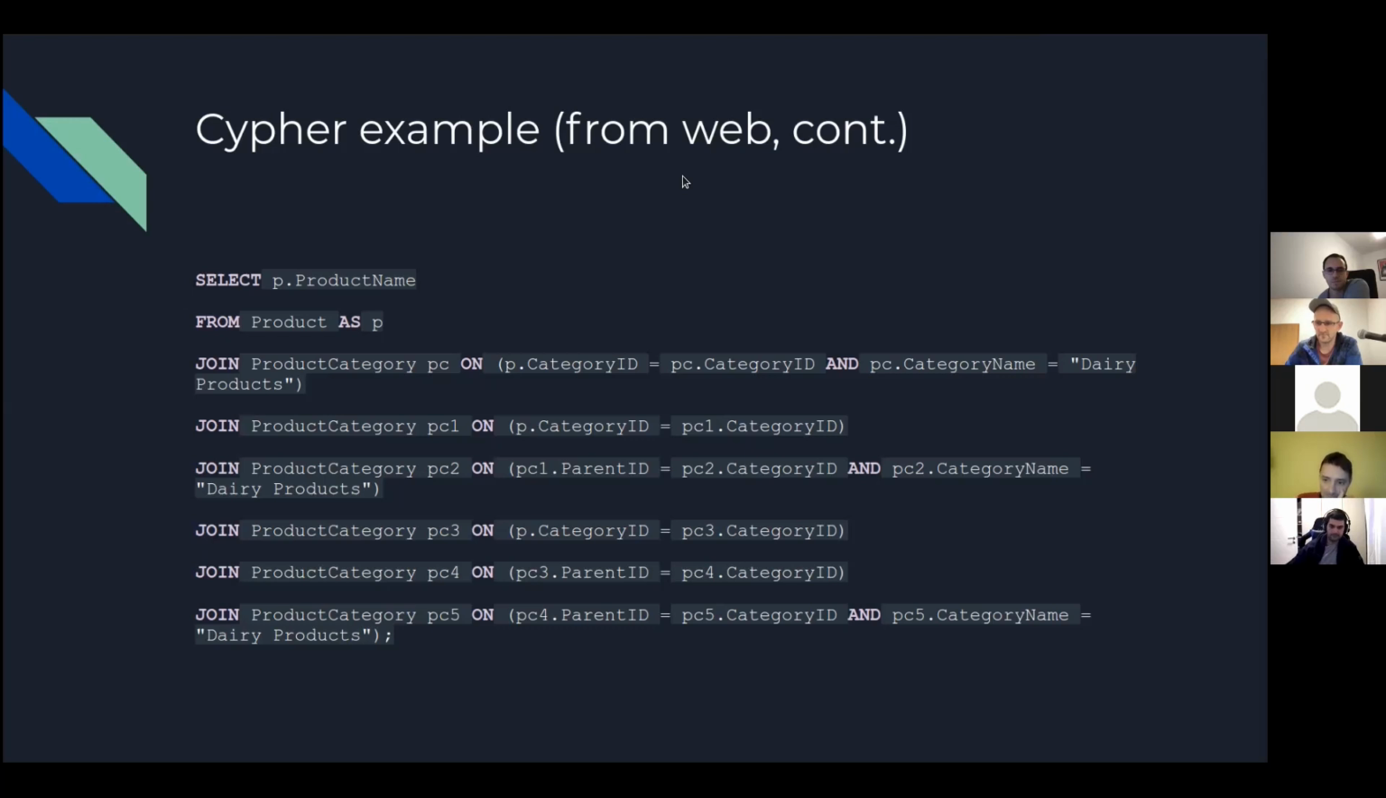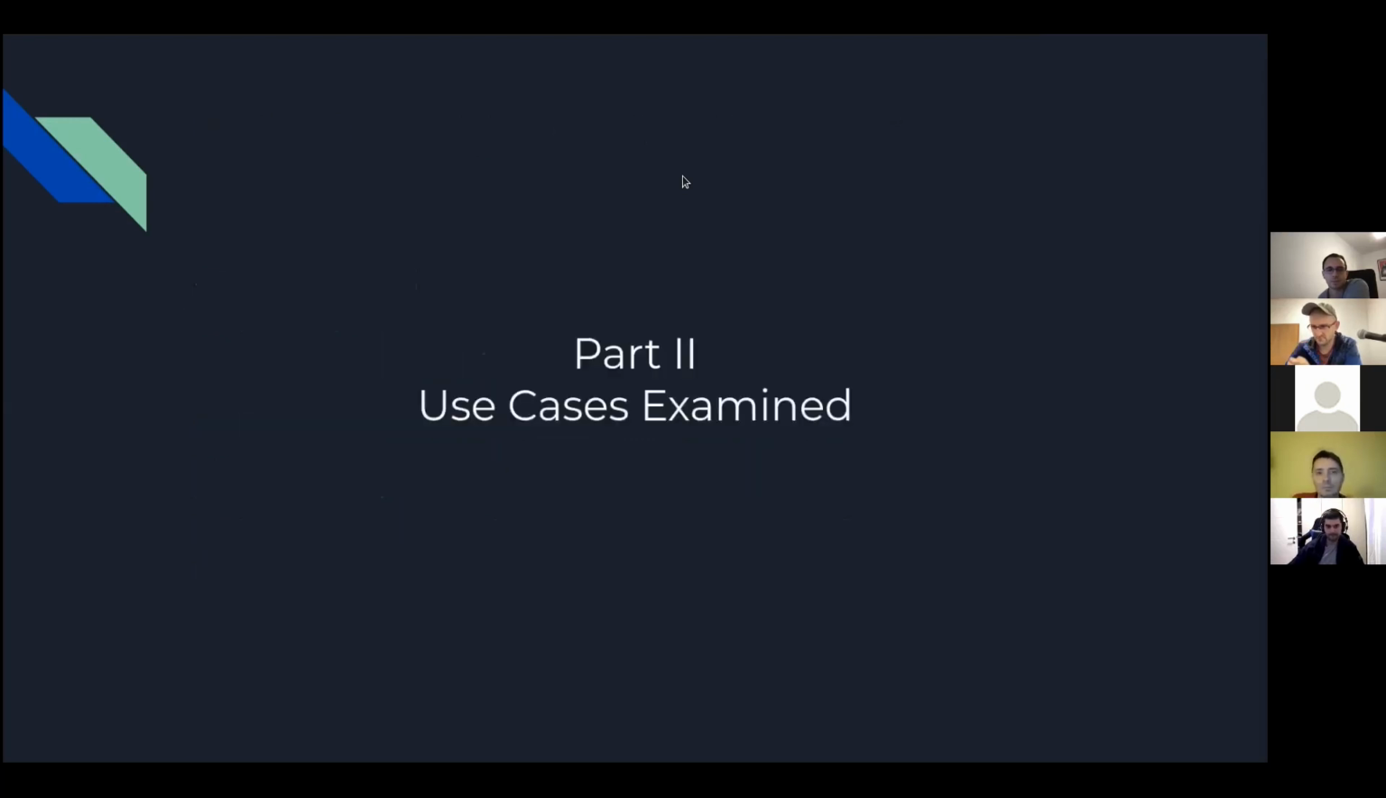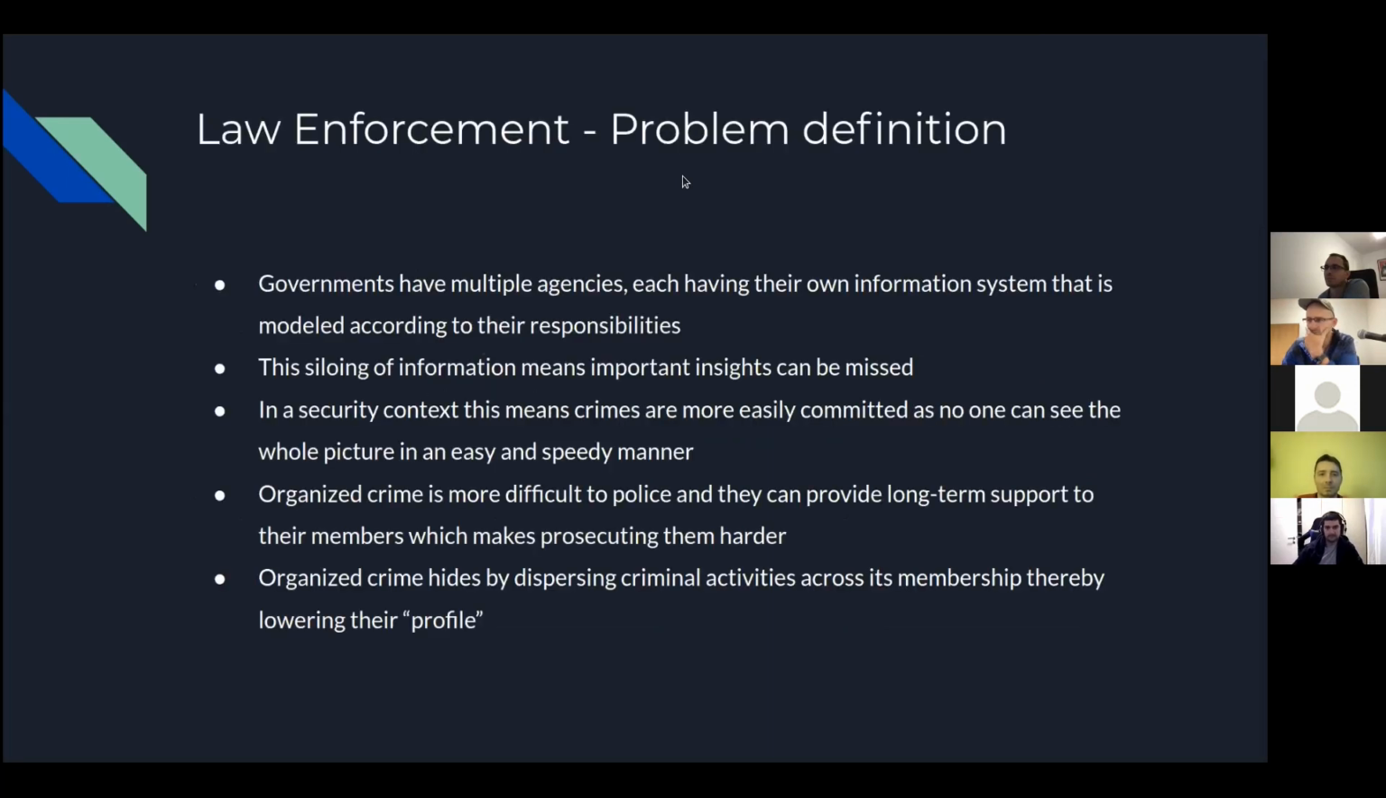Okay, so I'm just going to move on to part 2. So part 1 was pretty brief, just a short theoretical overview, and we're going to take a look at the 2 use cases now. So the first one, law enforcement, loosely termed, because it goes down to basically any area of government, also intelligence agencies. They all have a similar need here.